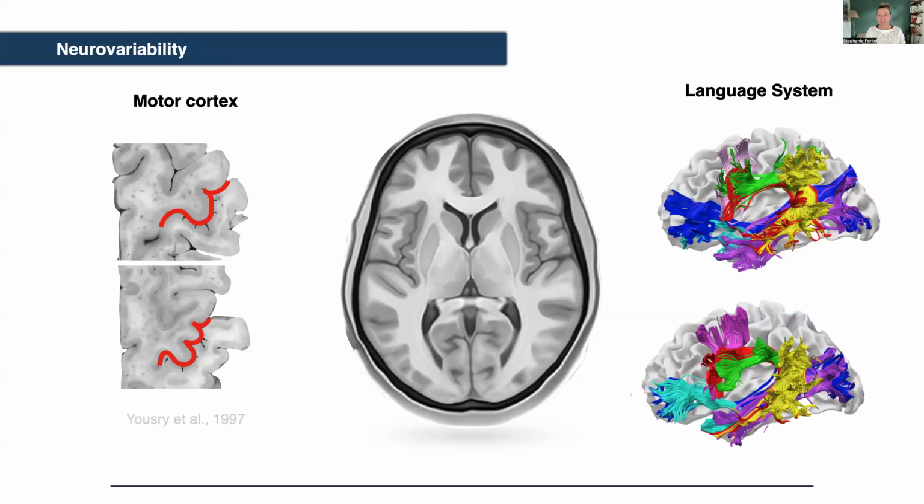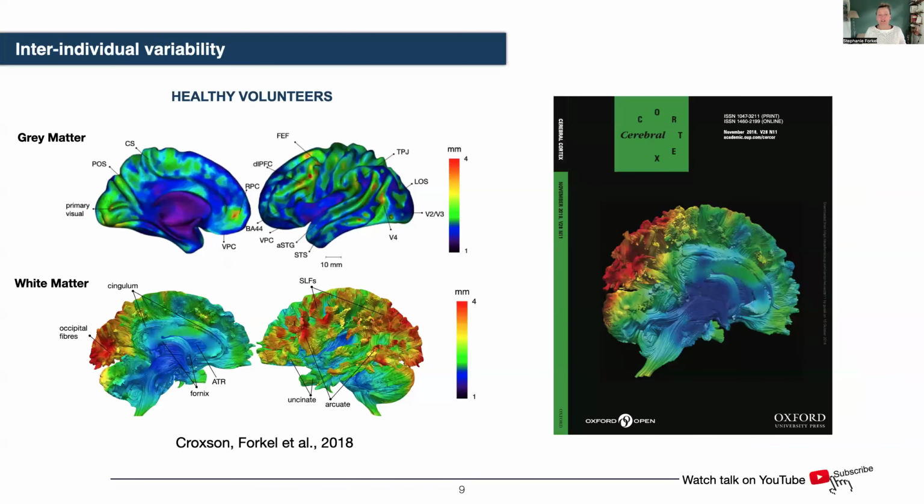Now, these are obviously hand-picked examples, but we did look at the variability in the population for the gray and the white matter. And what we were able to show is that in the healthy population, the variability is not homogeneous across the brain. That can be seen here by the warm and the cold colors on the surface and the white matter, highlighting high and low variability.